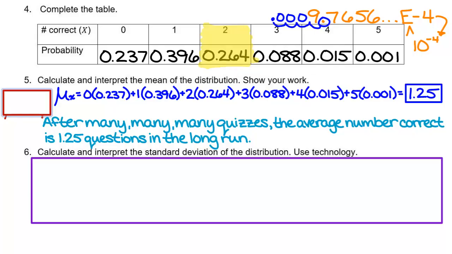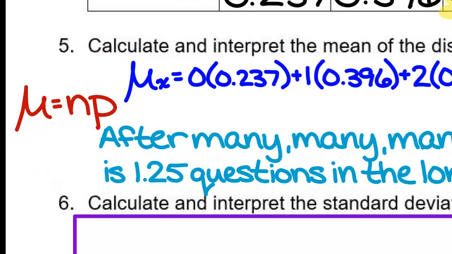For a binomial setting, there is a shortcut for how to find the mean. We had to round each of these probabilities in our table. So that 1.25, that's already a little loose, right? Since we had to round to get our probabilities. The way I can get the precise mean for a binomial distribution is by doing n times p.